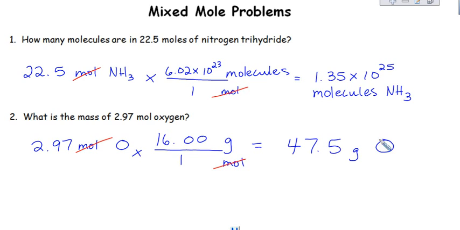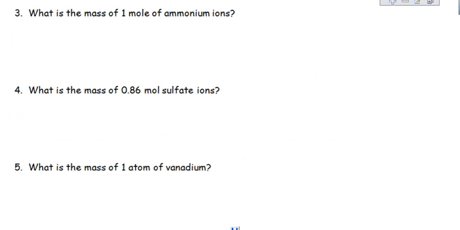This is great, and it makes sense. Every 1 mole of oxygen weighs about 16 grams, and I have about 3 moles. 3 times 16, about 48. Sounds good to me. Done. Let's try a couple others, make sure we're catching on. Other ways they could word this.